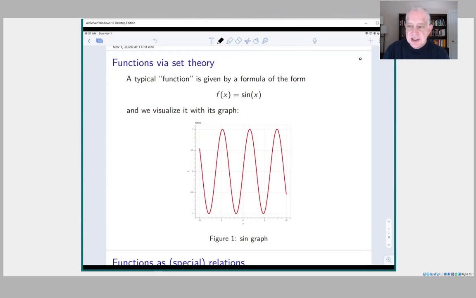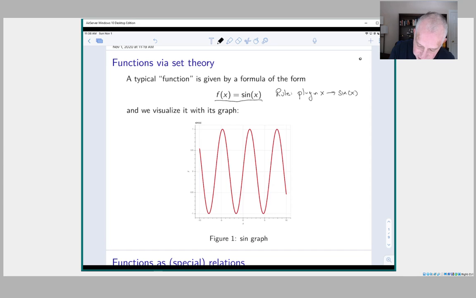As I mentioned in my little introduction, the way you have probably been thinking about a function up to this point in your mathematical studies is that you're given some kind of formula, like f of x equals sine of x, and you think of it as a rule where you plug in x and out comes the value sine of x. And one of the most useful ways to visualize something like this is to draw the graph of the function. Let's think about what this graph is.